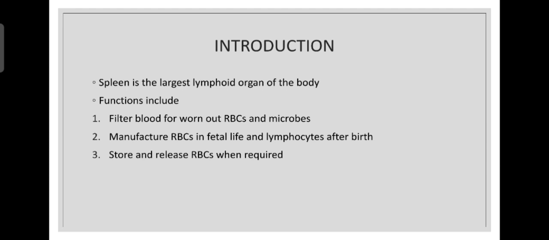Spleen is the largest lymphoid organ of the body. Its functions include filtering the worn out RBCs and microbes, manufacturing RBCs in fetal life and lymphocytes after birth, and it stores and releases red blood cells when required. Also, it provides immunity to the body by producing immunoglobulin M by plasma cells.